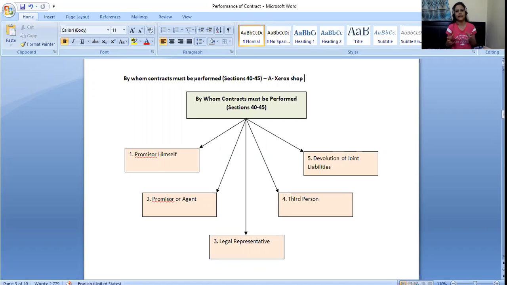So if A comes to me and says that he wants a Xerox copy of this particular book or document, I may take that and ask someone else who is there at the shop to get the work done. Why? Because it does not involve any special skill, and the other person is also not saying that it should be done by me only. It can be done by anyone who knows how to operate that machine. So in that case, it may be the promisor or his agent. That means it can be done by me, or I can ask someone else to get the work done on my behalf.